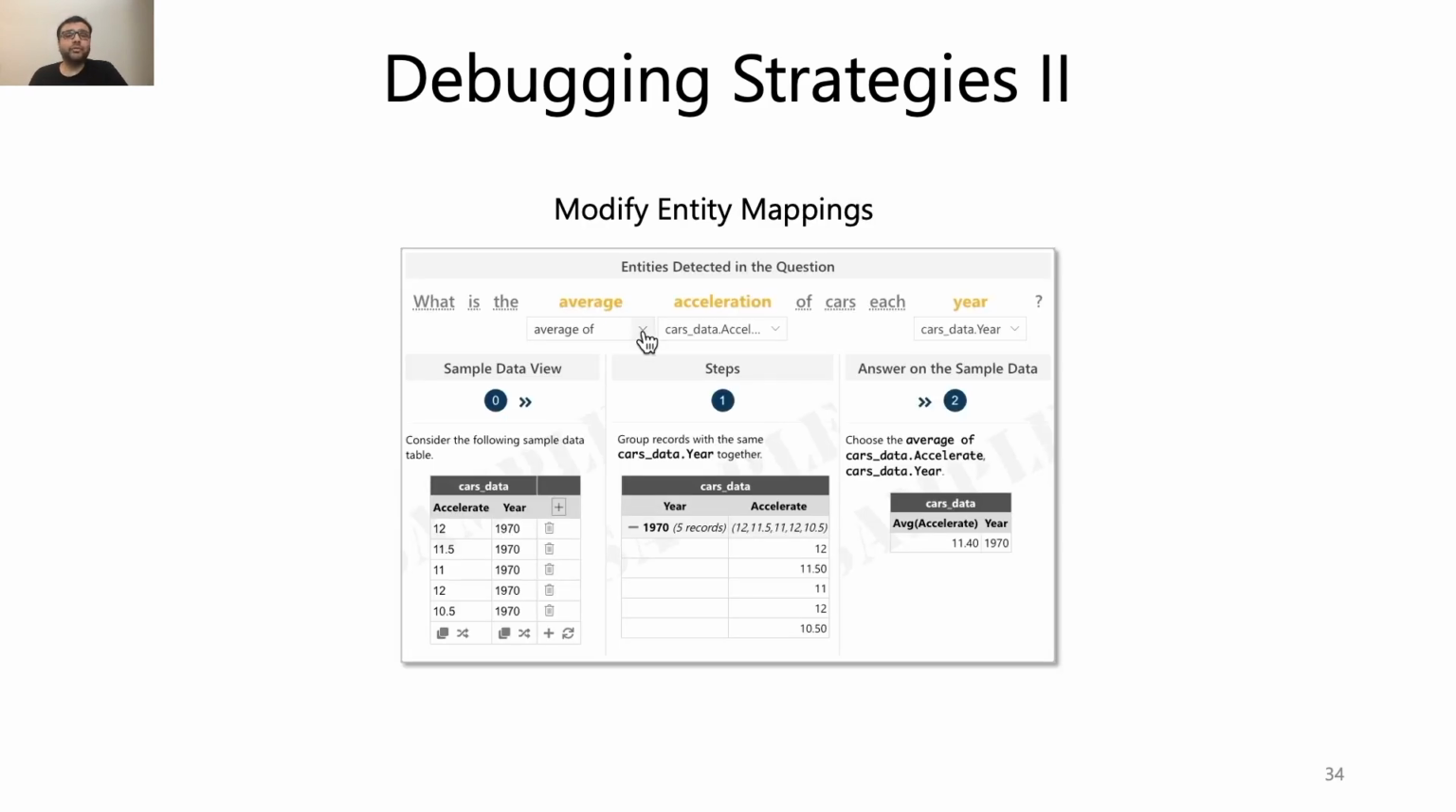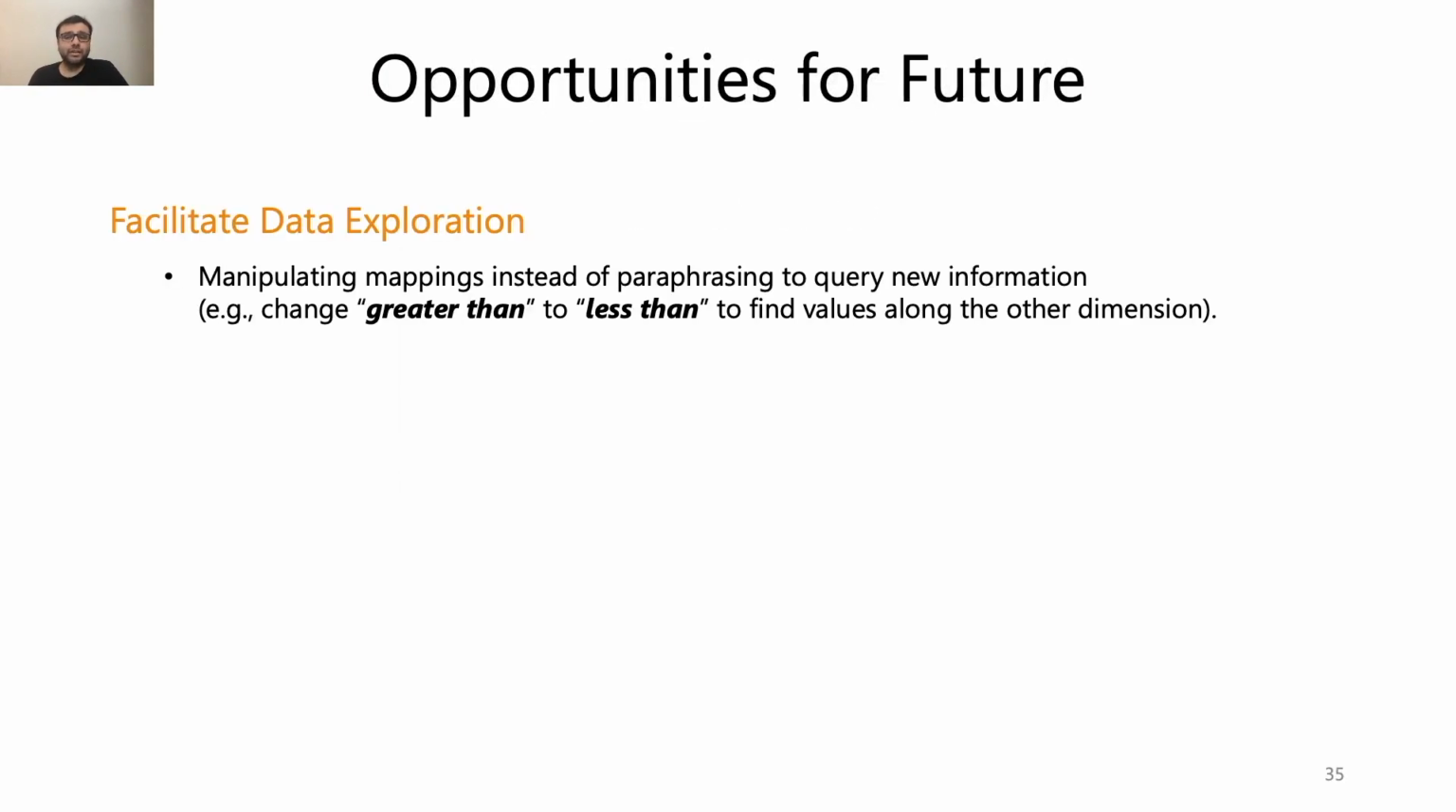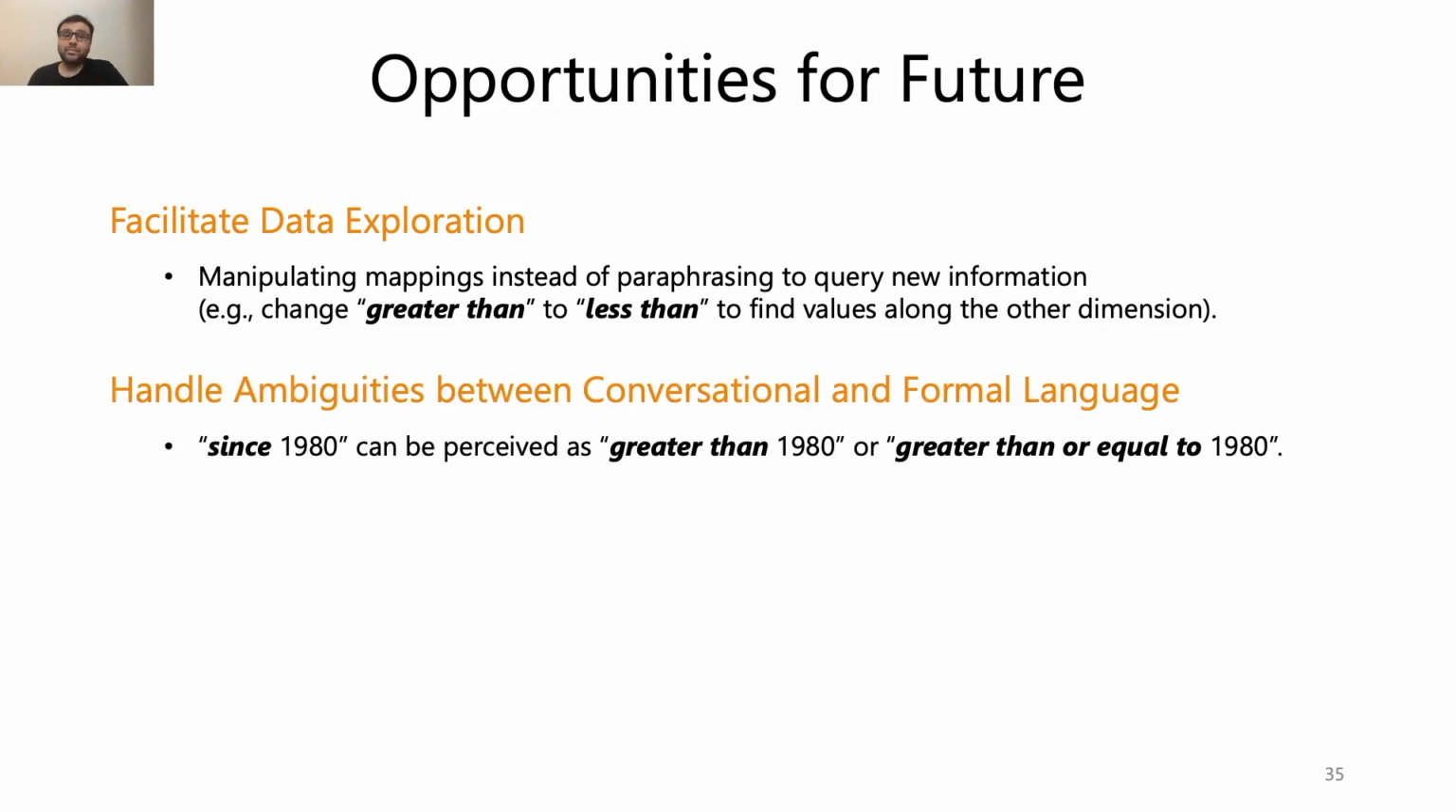Interestingly, some users modified already correct mappings, for example, changing average to maximum to simulate a what-if scenario. This direct manipulation technique is actually an opportunity for the future to facilitate data exploration. That is, answer a new but structurally similar question without having to paraphrase. Some users mapped the keyword "since" to greater than, while some mapped it to greater than or equal to. DIY can be utilized to resolve such ambiguities between conversational and formal language.